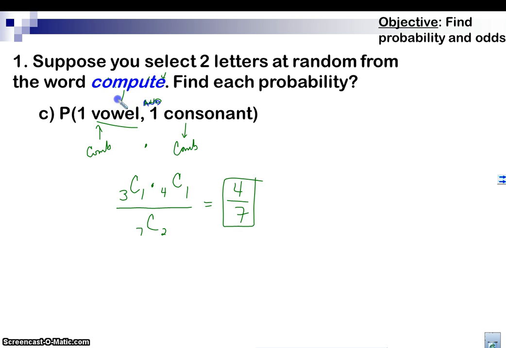Okay, so if we had 2 different events going on in this case, we would want to multiply the top. The bottom's going to stay the same because I'm still picking 2 letters. Let's take a look at another one.